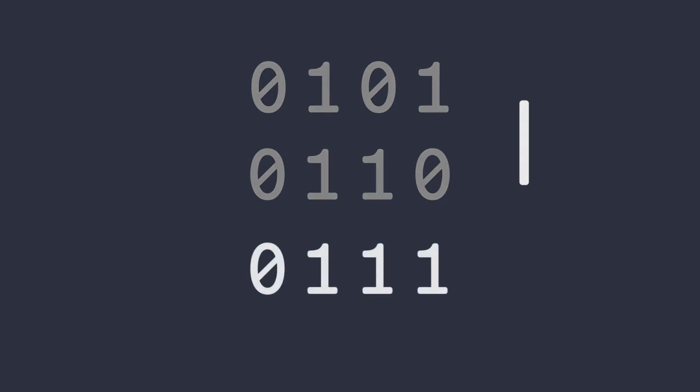OR will also compare the bits of two values. But unlike AND, the result is 1 if there's a 1 in either slot. So if we instead OR our numbers together, we get the result 0111.